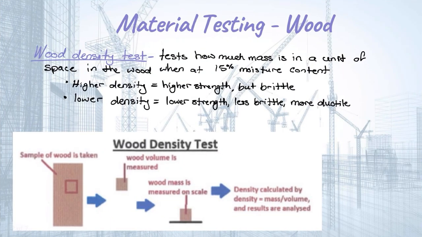So for wood, you can do something called the wood density test, and this is testing how much mass is in a unit of space in the wood. So you subject the wood until it's at 15% moisture content, then you take a sample, measure on a scale, and calculate the density. The higher the density, the higher the strength the piece of wood will be, but it will become more brittle. The lower the density, the lower the strength will be, but it'll be less brittle and more ductile. So this is helpful when you're considering applications such as roof trusses within houses. It can determine the strength that you're going to get when it's at 15% moisture content.